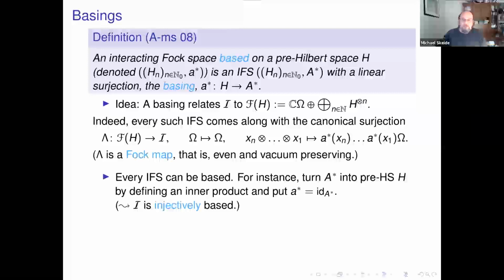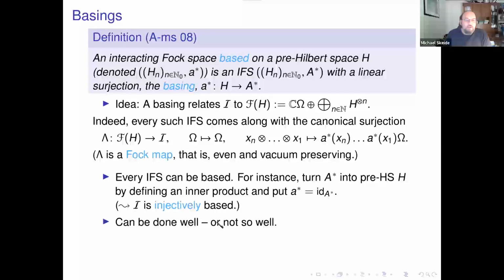Every interacting Fock space can be based. Just take any inner product on the vector space A star, and for little a star, choose the identity map on A star. This is even injectively based, meaning that the creator map is an injective map. And the basing can be done well, and it can be done not so well.